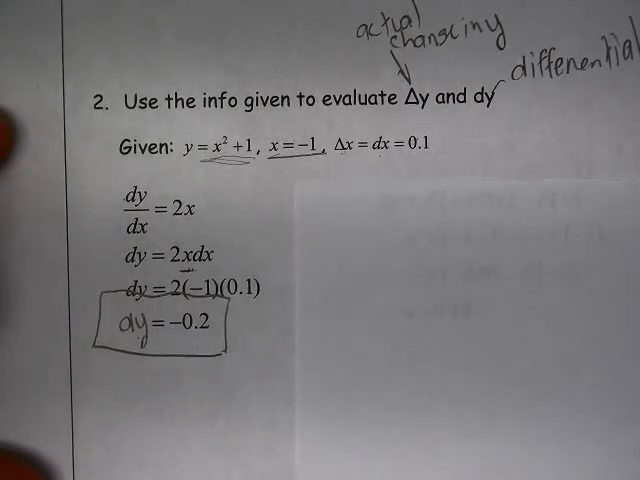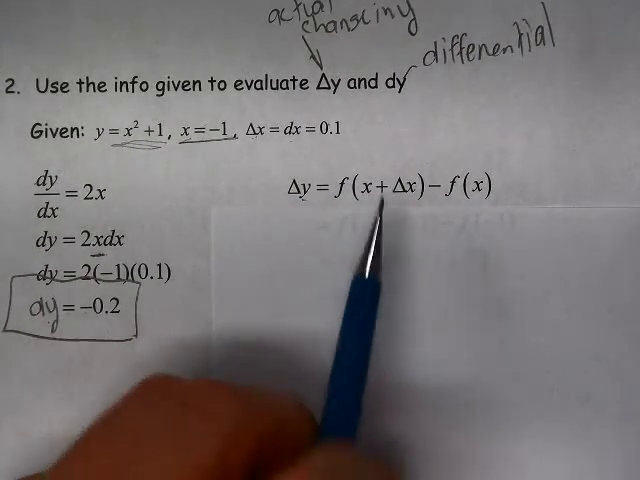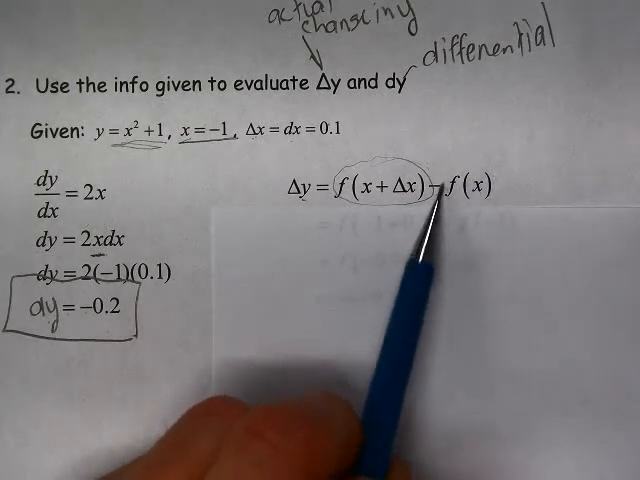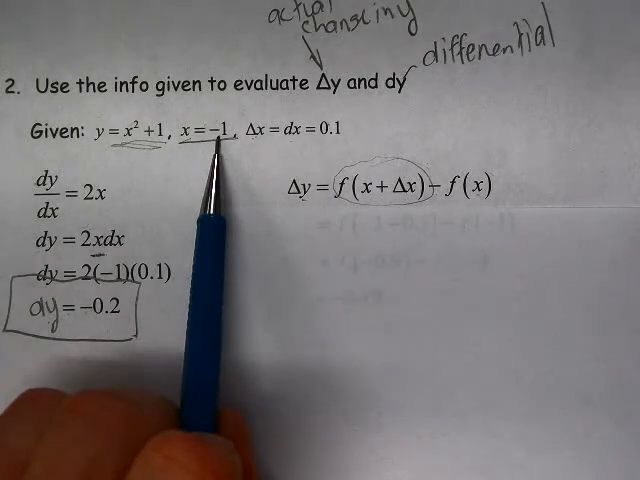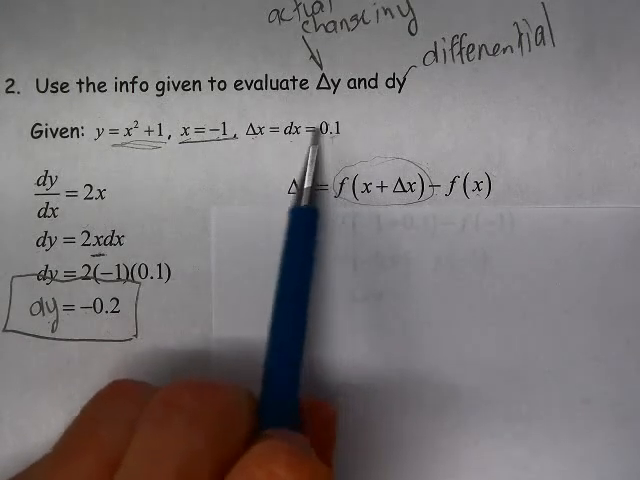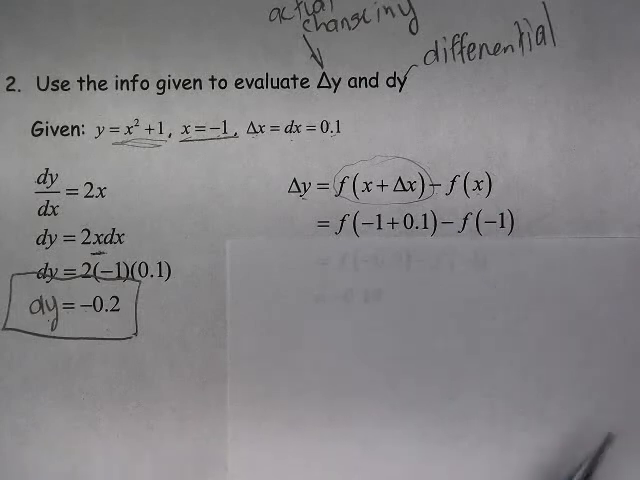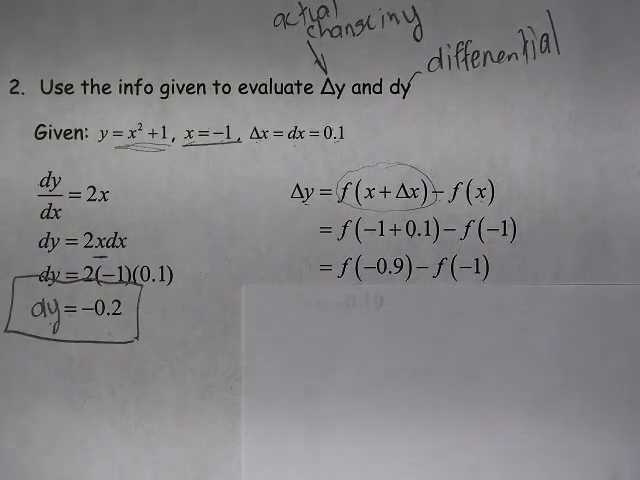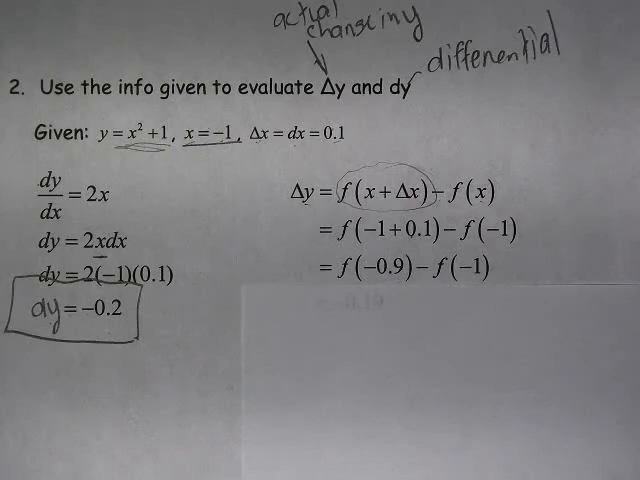Let's see how that compares to the actual change in y. So the notation, don't get too hung up on the notation. Okay? The actual change in y equals the final function value at the new x value minus the original function value at the original x value. So we started at x equals -1 and we moved 0.1 to the right because this is positive 0.1. So that's all we're going to plug in. This is the original function value, f of -1, and then we moved 0.1 to the right, so now we're at -1 plus 0.1. So our new x value is -0.9. So we started at -1, we moved 0.1 to the right, and our new x value is -0.9.